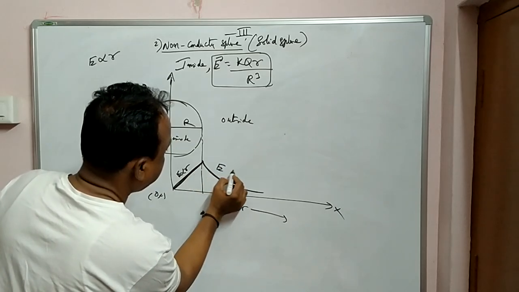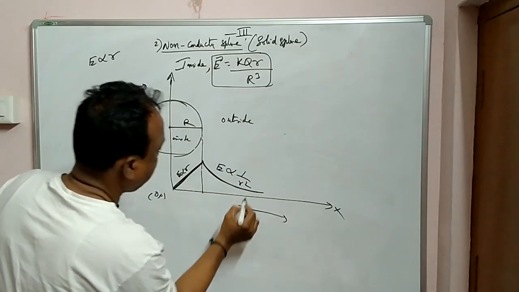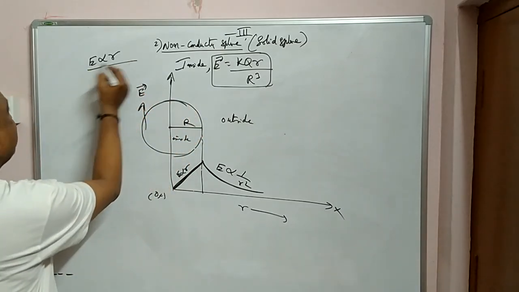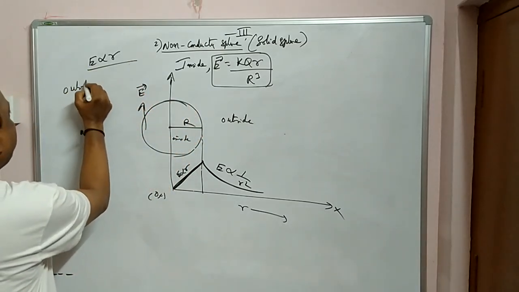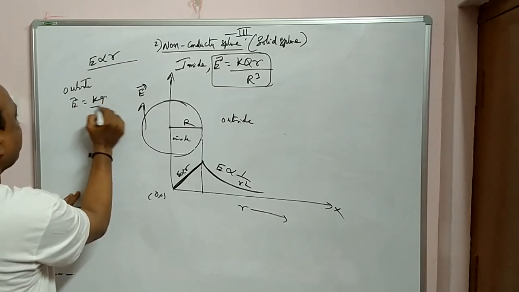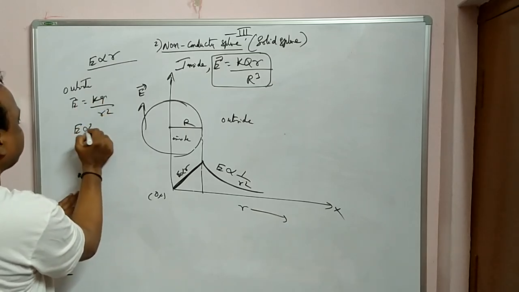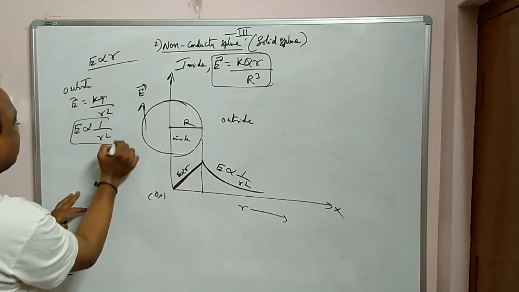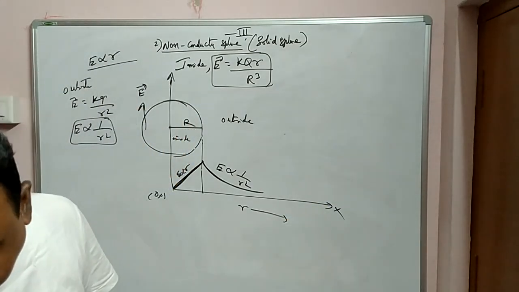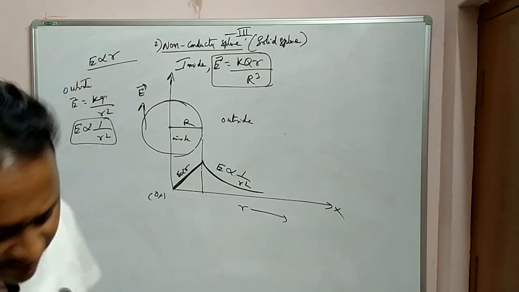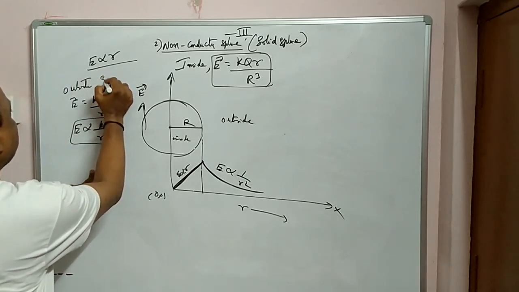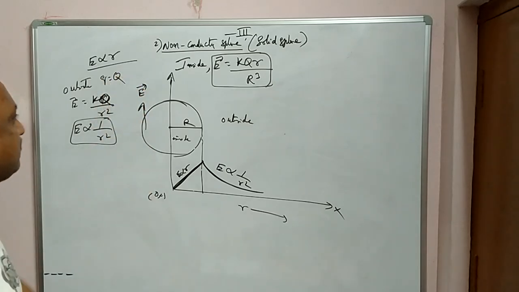Again, this is E inversely proportional to R square. Outside, again the formula: this inside is the outside. What is the outside intensity formula? Again kq by r square. E is inversely proportional to r square. So as the distance increases, what happens? Intensity decreases. Okay. So for outside you can take kq, either small q or capital Q. You can take q is equal to capital Q charge.